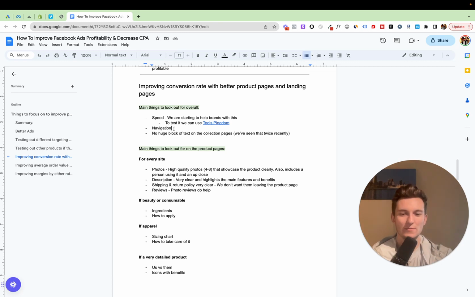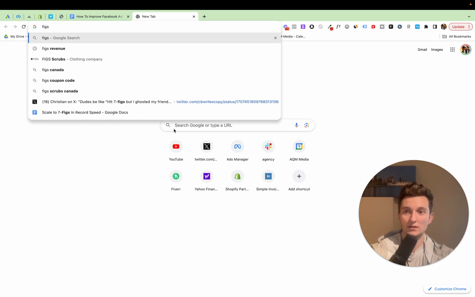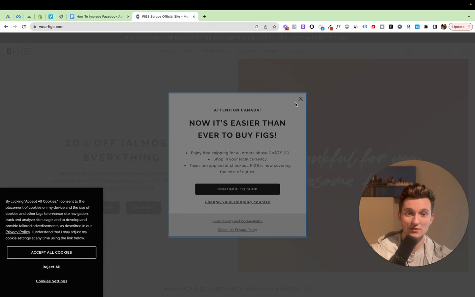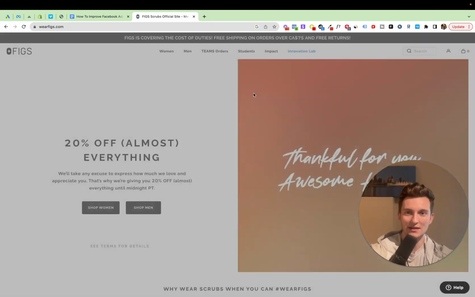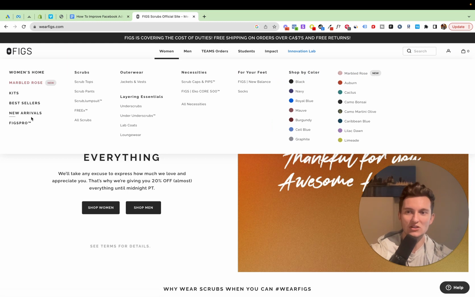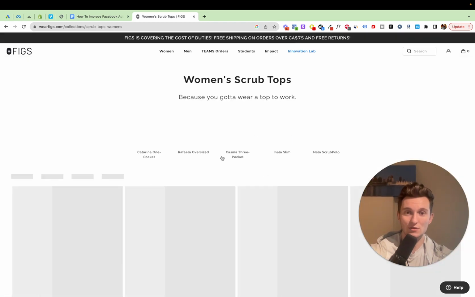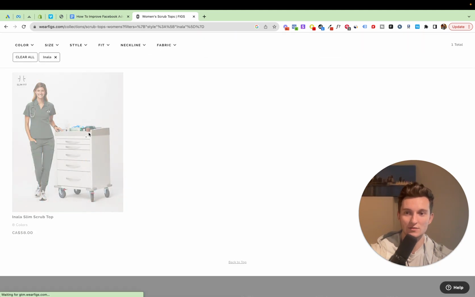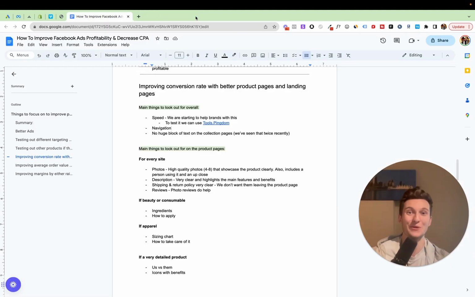I've talked about this before on the channel, but a really good example of a navigation bar is this company called Figs. This is probably the most amazing nav bar, right here. As soon as you hover over women, it's so organized: bestsellers, new arrivals, your scrub tops, pants, outerwear. You can shop by color. It's so good. And as soon as you go to scrub tops, you can also filter by exactly what you want. If you only want a Nala Slim, you can click on that and it filters exactly what you want. So it's very organized, very easy to navigate, and obviously improves your conversion rate.